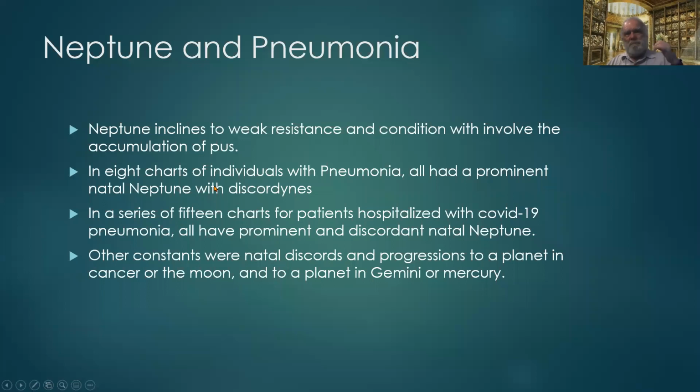Oftentimes, a pneumonia will start with an infection in the upper tract, and then it'll come down into the bronchial tract, and even if that's a viral infection, they end up getting a secondary bacterial overgrowth in the lungs, and they get bacterial pneumonia. You hear about the 1918 influenza. They say people died of influenza. They went back and got biopsies, right? The majority of people died of bacterial pneumonia after their system was weakened by the viral influenza infection. So this is why Neptune and pneumonia.